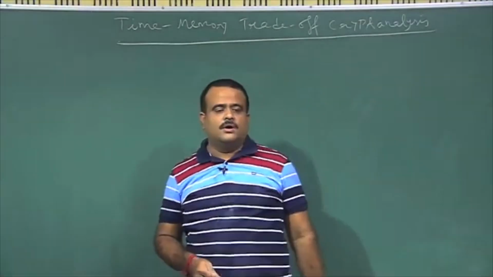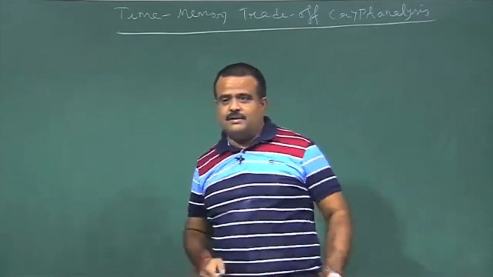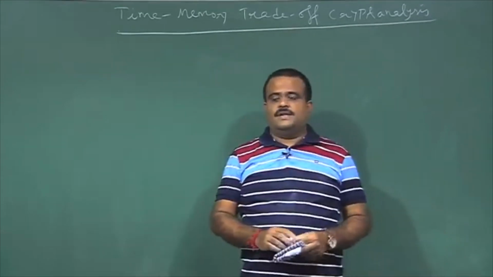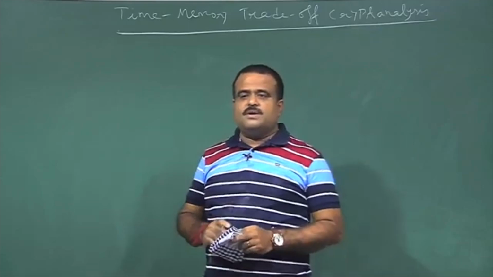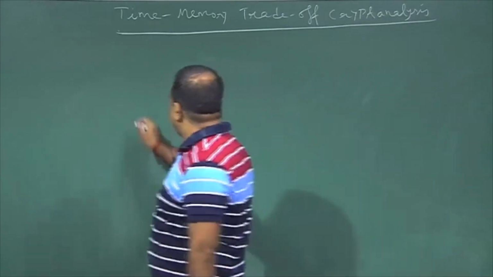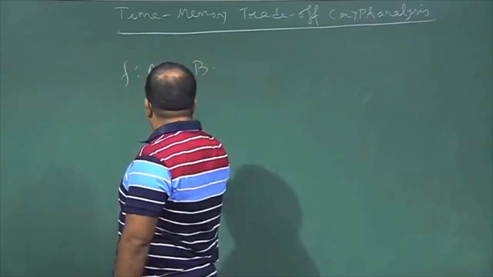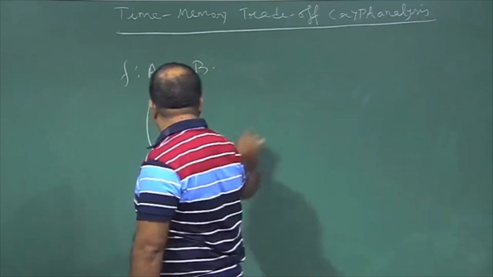Okay, so we talk about time memory trade-off cryptanalysis. It is a generic attack on any function, to invert a one-way function. So, what is a one-way function? A one-way function is basically, if we have a mapping from A to B, this is the A set, this is the B set.